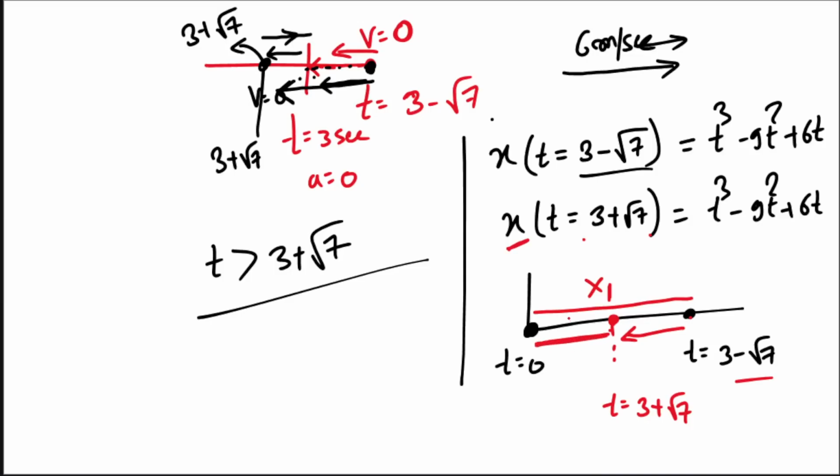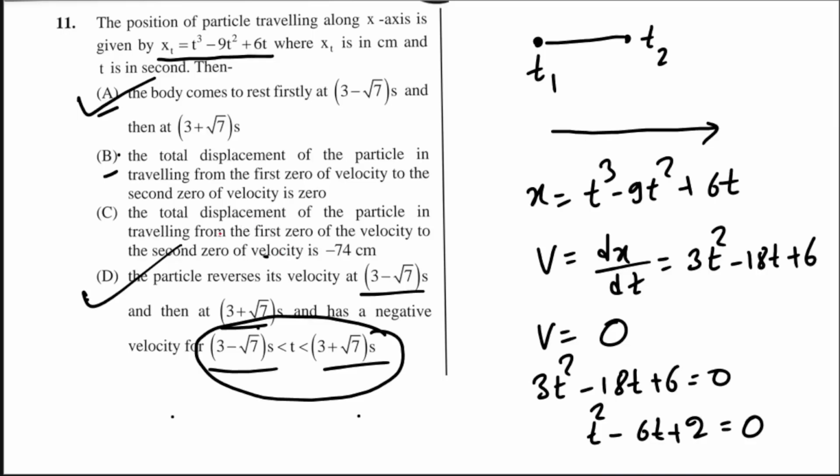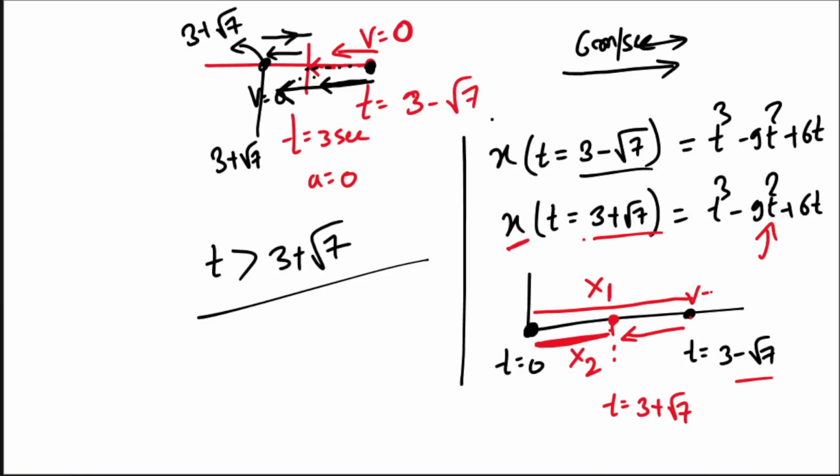Because you're getting displacement. So displacement is final position minus initial. So when you put the value of time equal to this, you will be getting this value, and this is your x2. So what are we asked? We are asked for the total displacement of the particle in traveling from the first zero of velocity to the second zero of velocity. So the first zero of velocity is here and the second zero of velocity is here. So we are being asked the value of x1 minus x2.